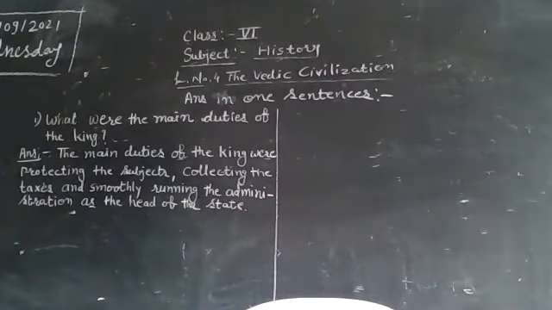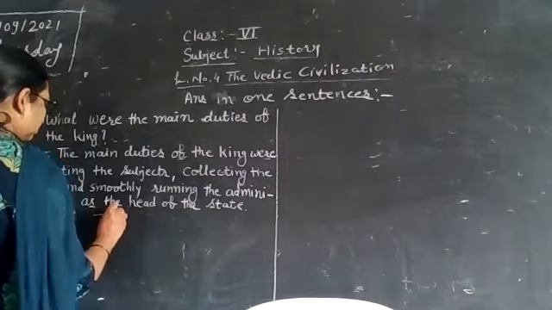See, students, see the answer. What were the main duties of the king? The main duties of the king were protecting the subjects. Subjects yani praja. Subjects meaning kya tha? Praja. Protecting the subjects, collecting the taxes, tax collect karna, and smoothly running the administration or rajya karbhar. Dekhna, as the head of the state. Okay. Next question.